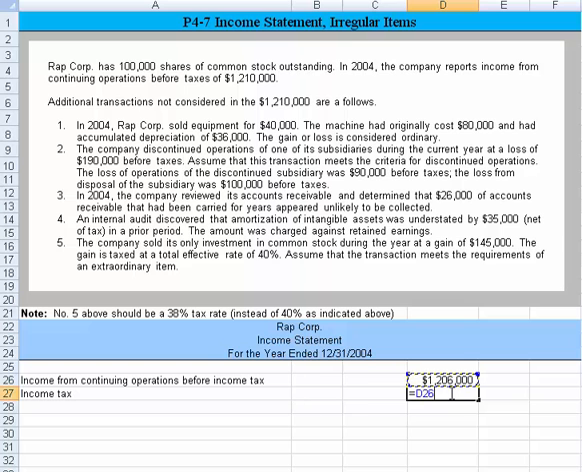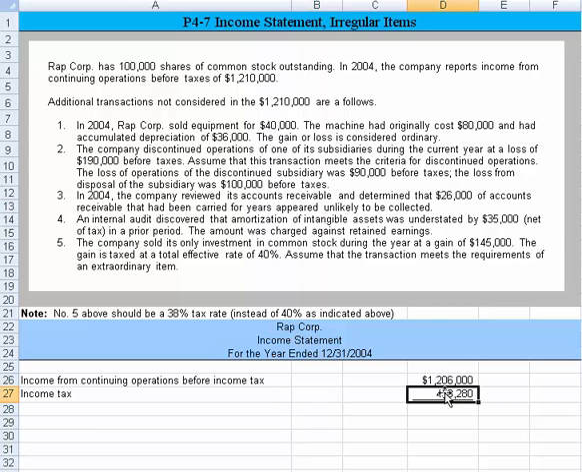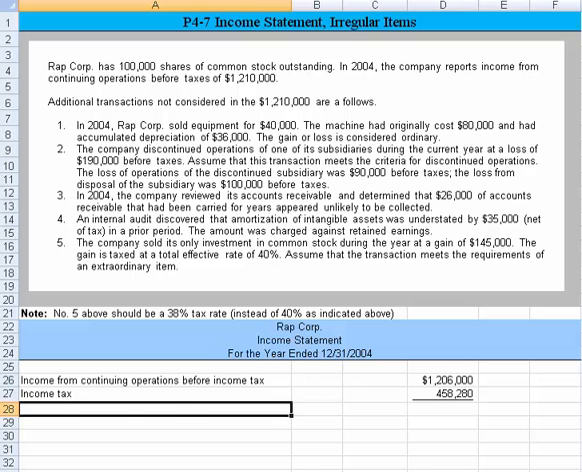So we take the number above, which is now corrected for the equipment sold, an ordinary item, times 38%, and we come up with $458,280. Let me just format this. We may need to do quite a bit of formatting, so let me highlight that a little bit. Okay, then I'm going to underline that, and we'll bring a couple other items to light.